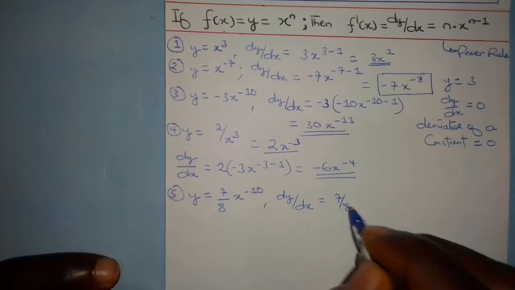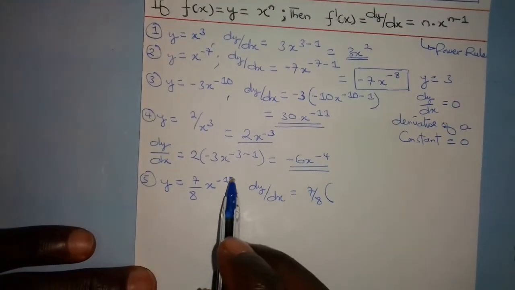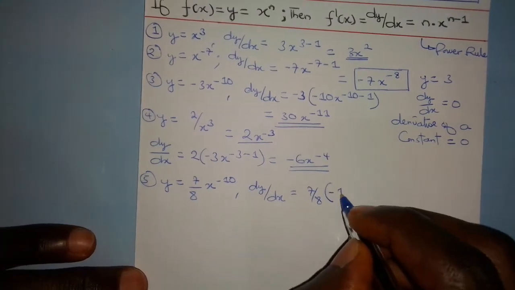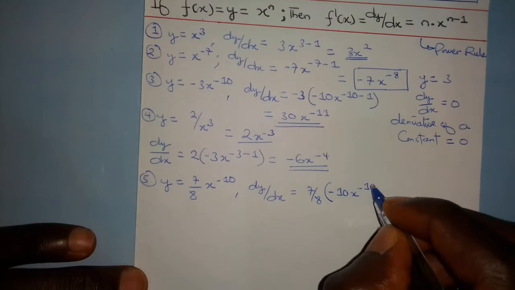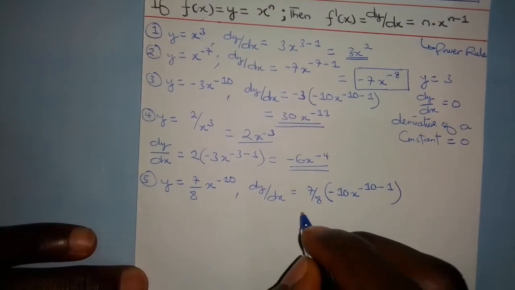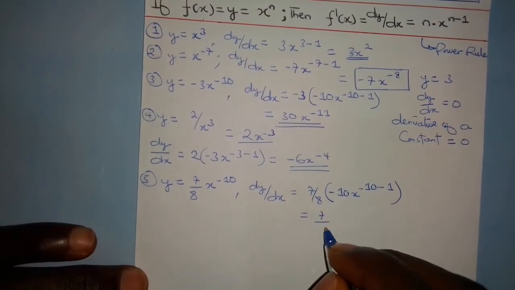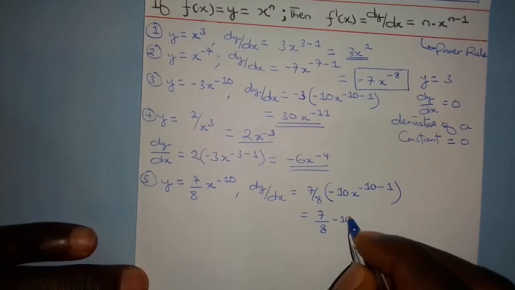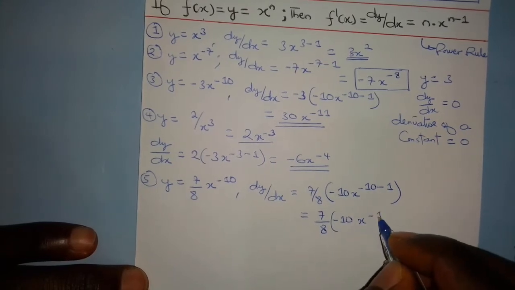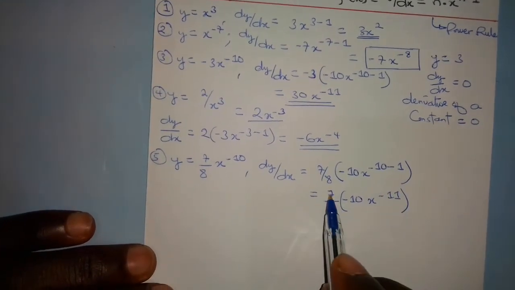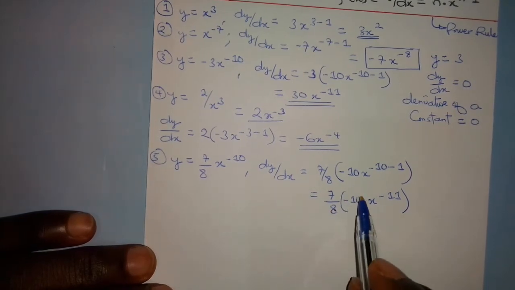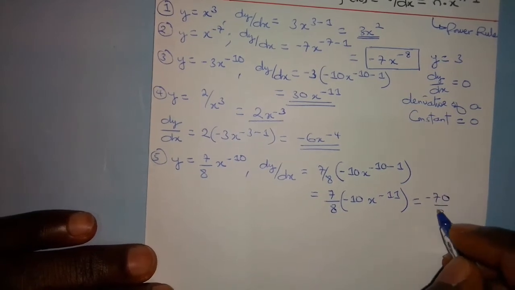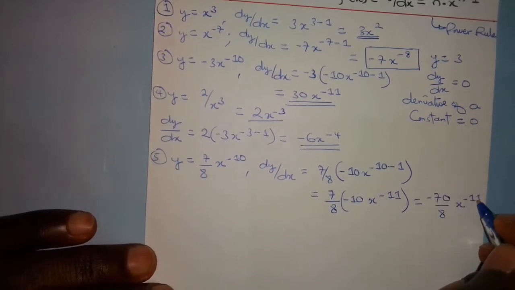So this is 7 over 8, and then you open your brackets and perform your differentiation on this term. So that's minus 10 x raised to the power of minus 10 minus 1. So this is equal to 7 over 8 multiplied by minus 10 x raised to the power of minus 11. If you multiply 7 over 8 by this minus 10, 7 times minus 10 is minus 70 over 8, then we have x raised to the power of minus 11.